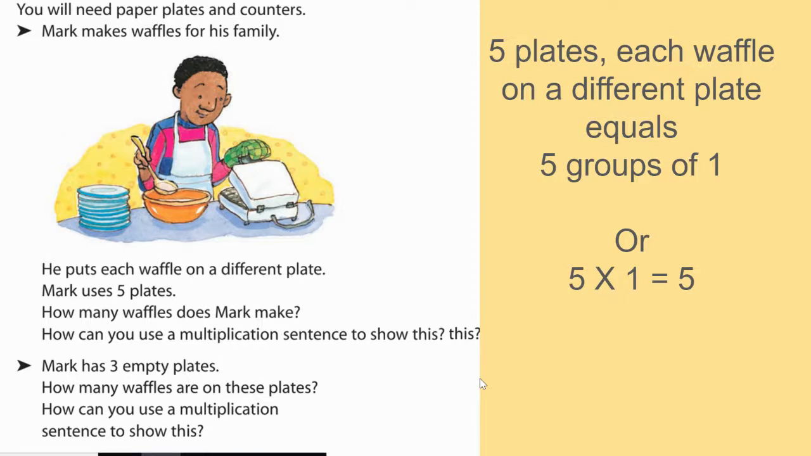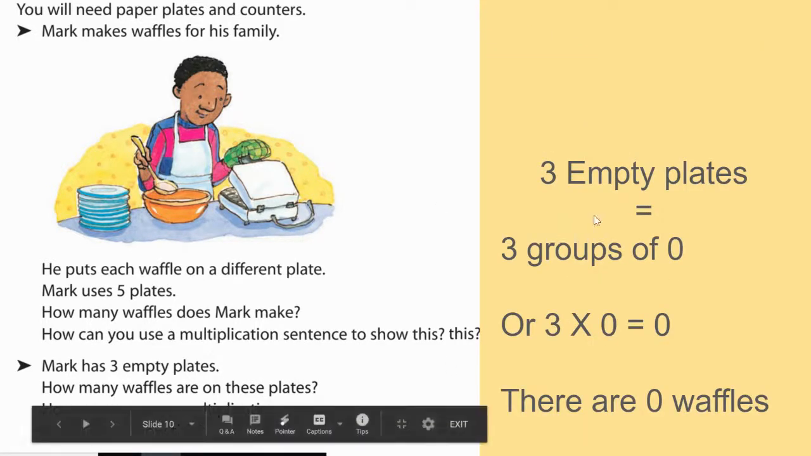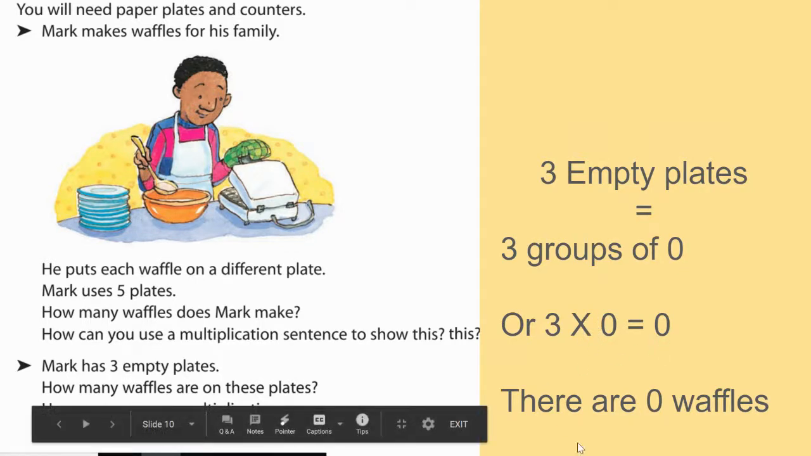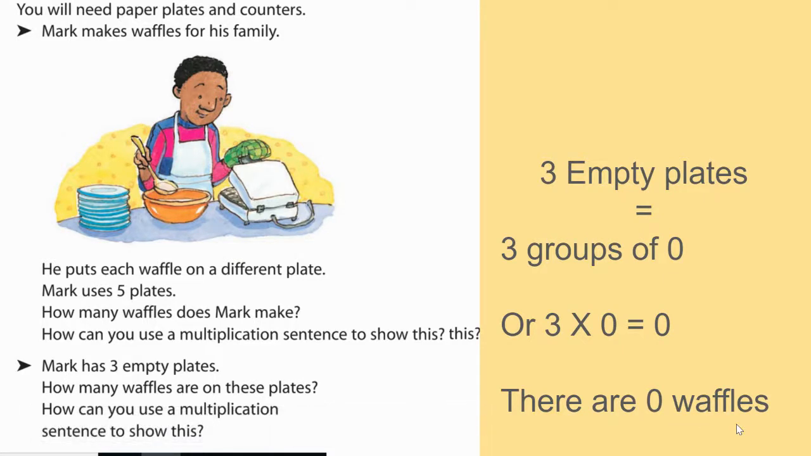So if you have 3 empty plates, do you have any waffles? No. How many waffles are on these plates? How can you use a multiplication sentence to show this? So if you have 3 empty plates, that equals 3 groups of 0. So when you're adding 0 together, does your number ever get higher? No. So 3 groups of 0 equals 0. There are 0 waffles. So strategy, anything that's groups of 0 will always equal 0.